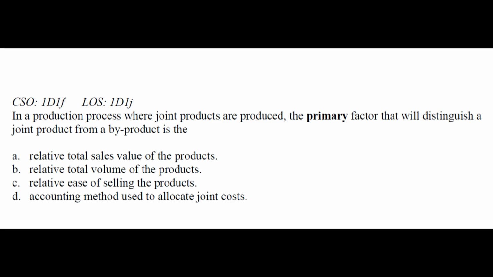Correct answer. The distinction between joint products and byproducts is primarily based on relative sales value, reflecting the economic significance of each output, not production volume or accounting treatment.